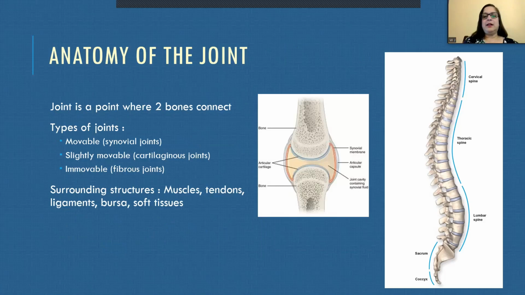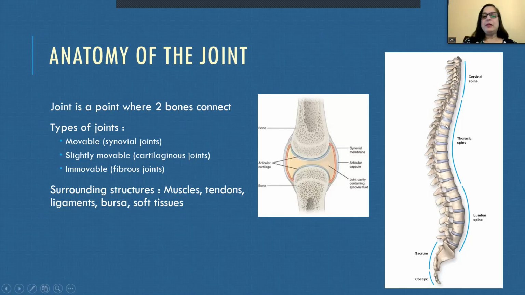So here I can show you what a joint looks like. A joint is a point where two bones connect. If you see, these are the two long bones, and the space here is what we call the joint. The articular surfaces or the joint surfaces of the long bones are covered by what we call an articular cartilage and are also covered by a thin membrane called synovial membrane. This synovial membrane also secretes a small amount of fluid which is present normally in a joint. This lubricates the joint and keeps the movements smooth and without difficulty.